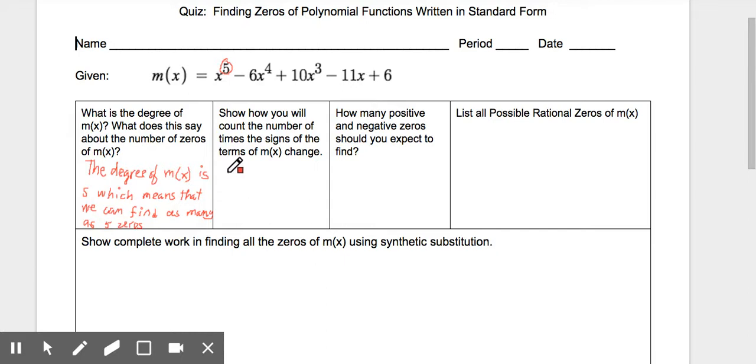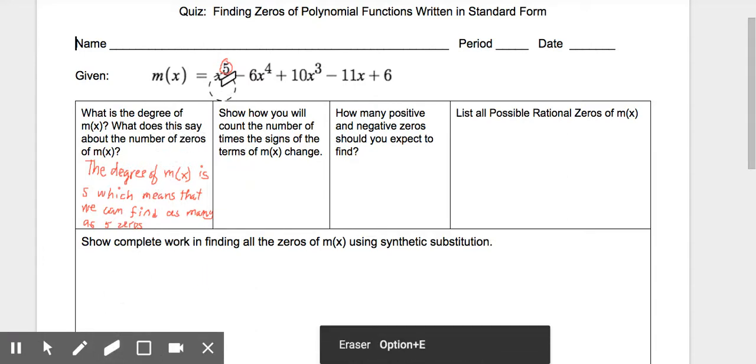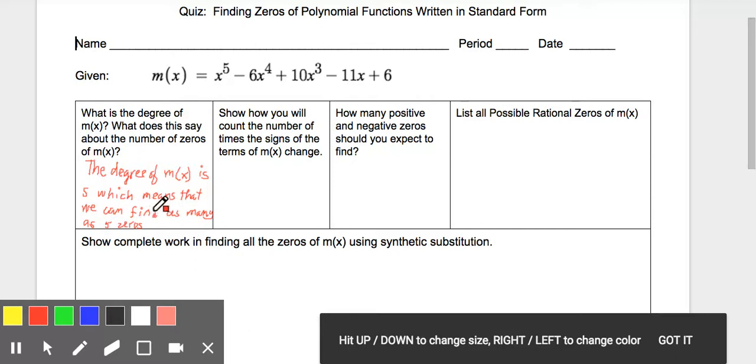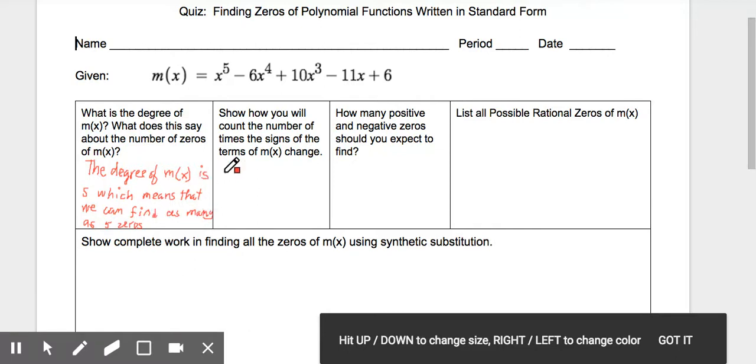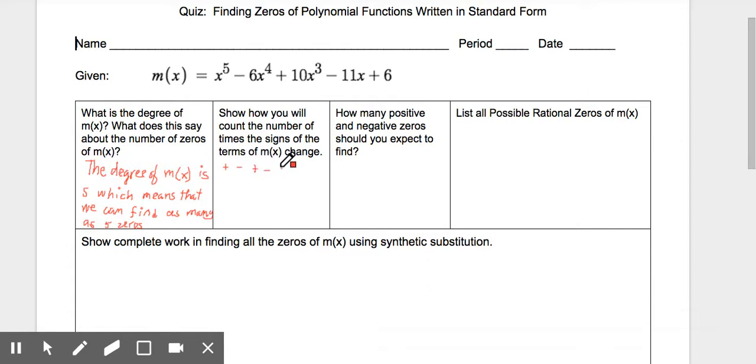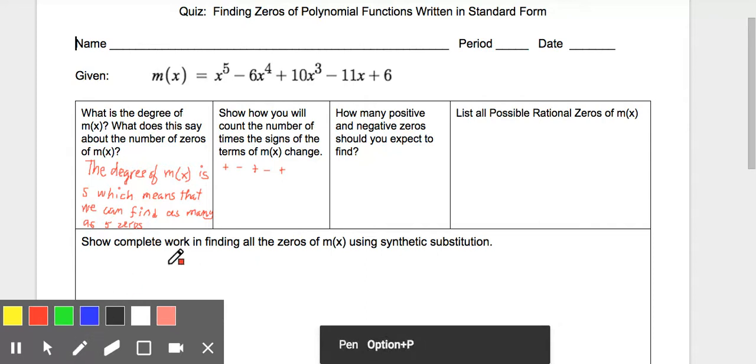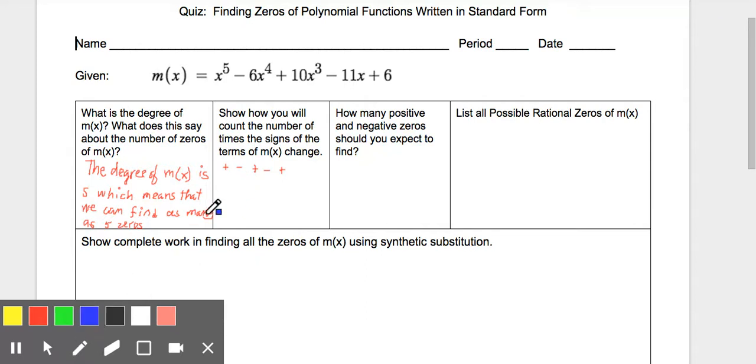Show how you will count the number of times the signs of the terms of m of x change. So we notice that the first term is positive, second term is negative, then positive, negative, positive. There's 1, 2, 3, 4, 5 terms, and in the original 1, 2, 3, 4, 5 terms. So now we look at the sign changes.